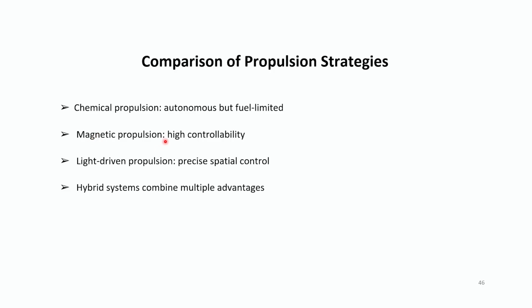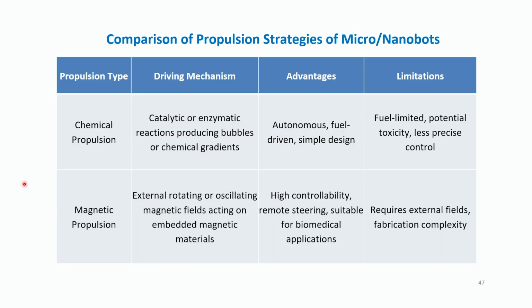Then magnetic propulsion needs high controllability. You need a magnetic field to control your magnetic propulsion. Then light driven propulsion creates precise spatial control. And then hybrid systems combine multiple advantages. So we also use hybrid systems of propulsion: you mix and match these propulsion strategies and create a better system. That's the comparison of propulsion strategies of micro nanobots.